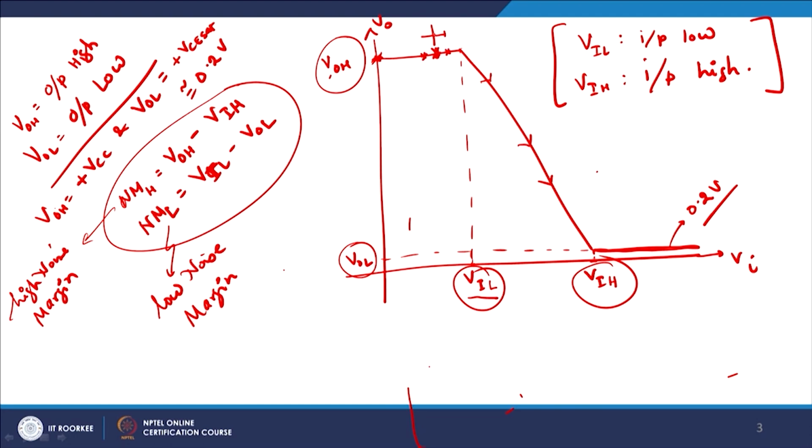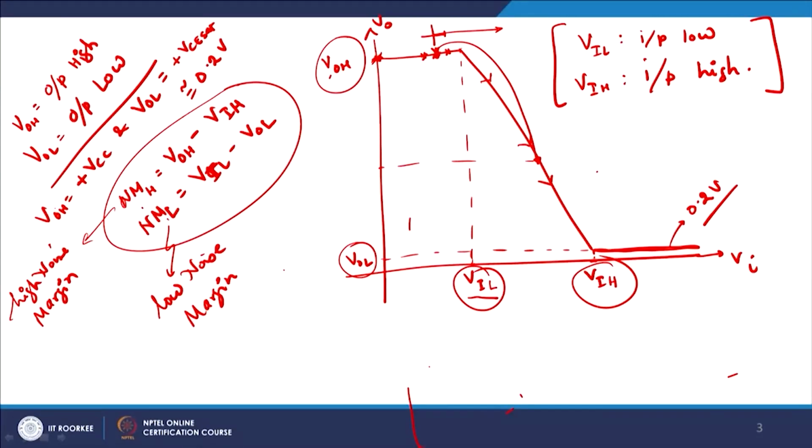But if you make your input very large because of noise or some other means, this Q point will shift from here to somewhere here, and therefore the output starts to fall down, and you are not able to store the information of 1 on the output side, because the input is going from high to low. So you had an input which was low, you add noise to it, and the maximum noise which can be added to the signal without changing the output is defined as my noise margin. We define the high noise margin for 1 and the low noise margin for 0.